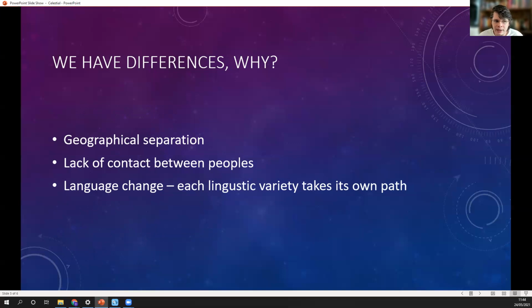They don't have much contact. Then the way they speak on one side of the river takes its own path. It develops in its own way. And the people on the other side of the river, their language also develops in their own way. And because there's a lack of contact, each linguistic variety takes its own path. And then they can become very, very different, because languages are constantly changing, and therefore each variety becomes different over time.